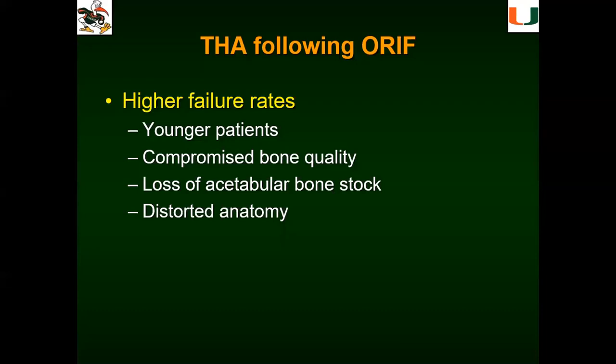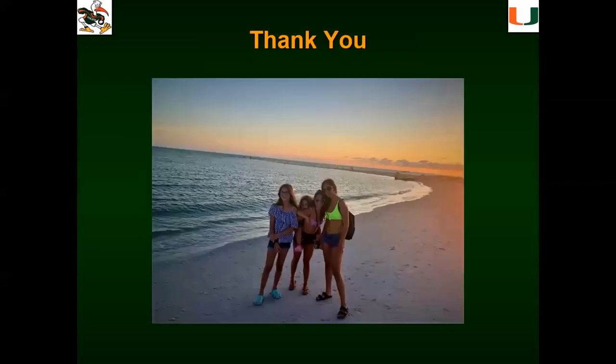So they'll have a much higher failure rate of the hip arthroplasty. They're younger patients, so the arthroplasty has to be there a longer time. They have compromised bone quality. You have loss of acetabular bone stock and obviously distorted anatomy. And again, remember that it's not just the osseous anatomy that's been disrupted. You have a lot of soft tissue injuries, so the capsule of the hip will be lax. We know that if the joint capsule and the capsular ligaments around the hip are chronically stretched because of trauma, when they attempt to do a hip arthroplasty, that arthroplasty is going to have micro instability and lead to premature failure.